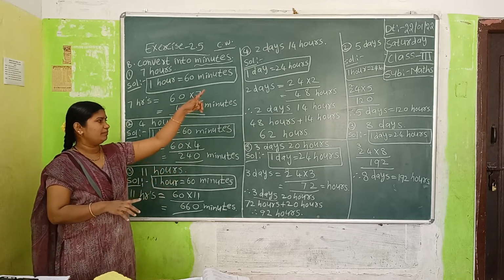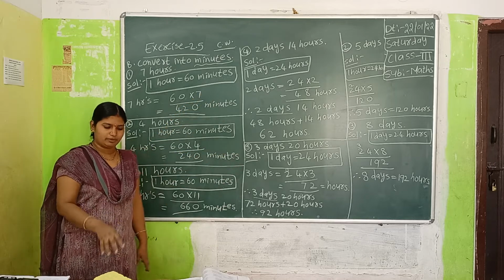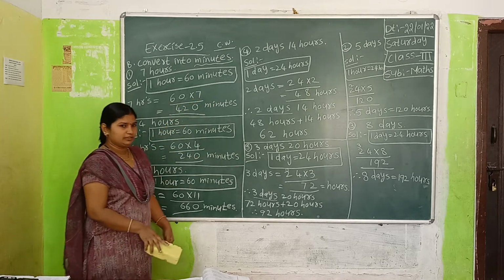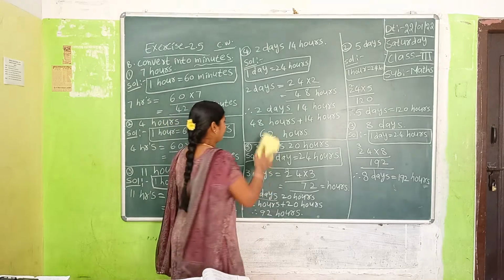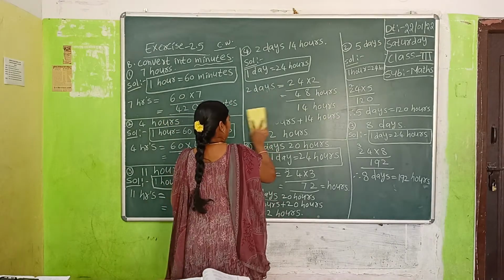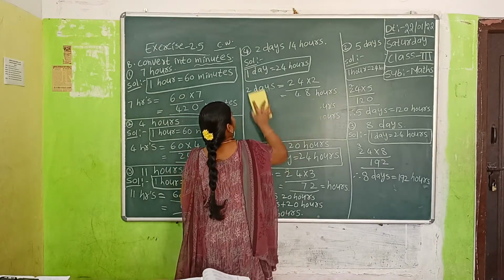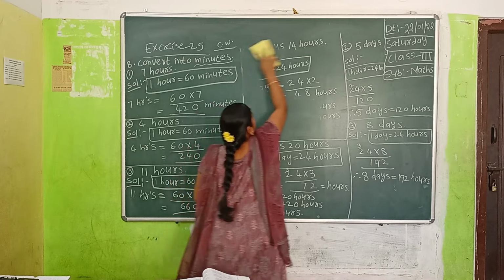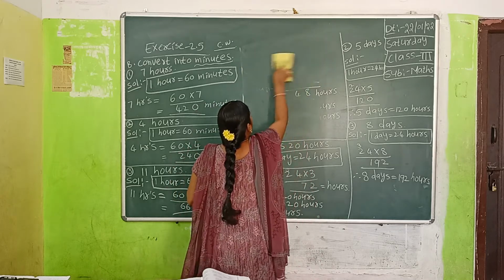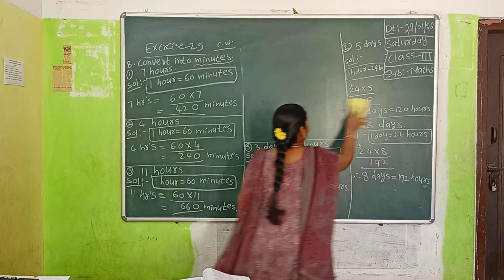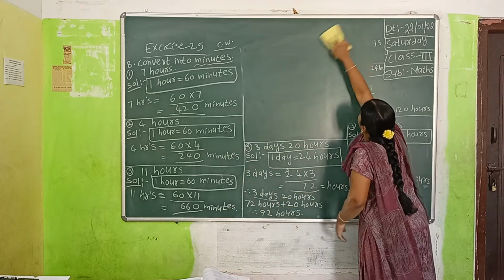Once you are done, I will rub the fourth and fifth. I'll explain the next problems. Shall I rub this? Make it fast. Fourth one, did you understand? Same like that only. Fifth one also.